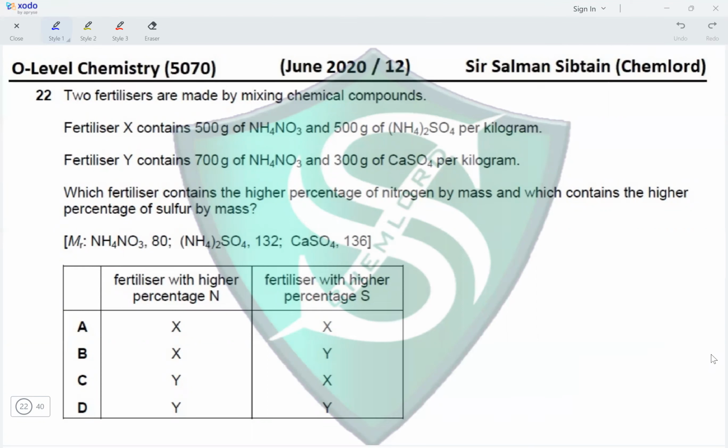Okay, the MR of ammonium nitrate, ammonium sulfate, and calcium sulfate have been given to us. Now we need to calculate the mass of nitrogen present and the mass of sulfur present. So for nitrogen, we have in ammonium nitrate, which has an MR of 80.